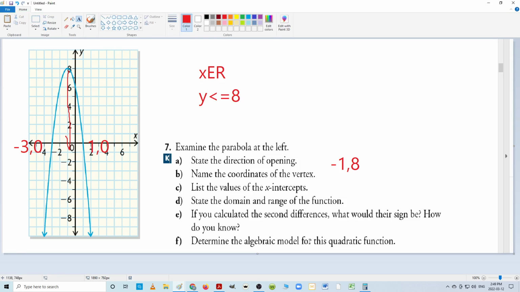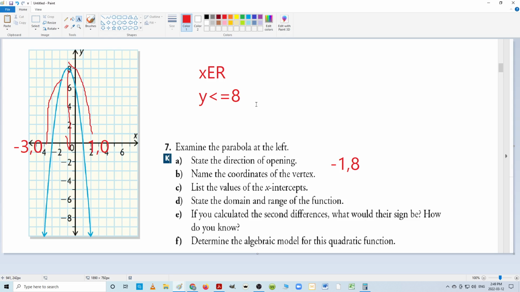If you calculated the second differences, what would their sign be? Well, because this is going down and going down, their sign would be negative, because their rate of change, that's what differences are. Their rate of change is going down. But just to make sure, you could take some values of it.